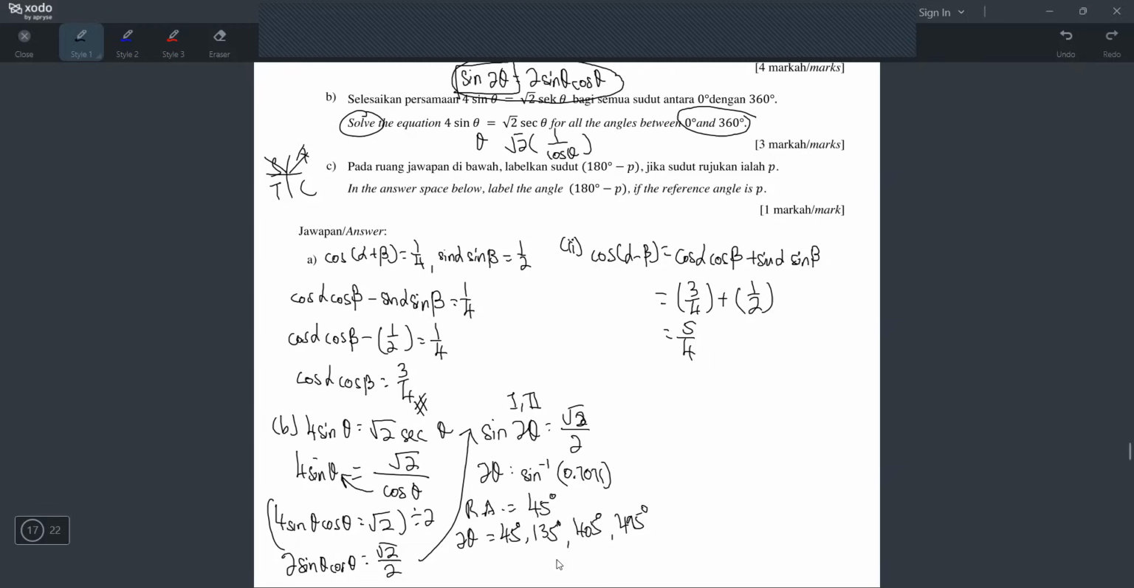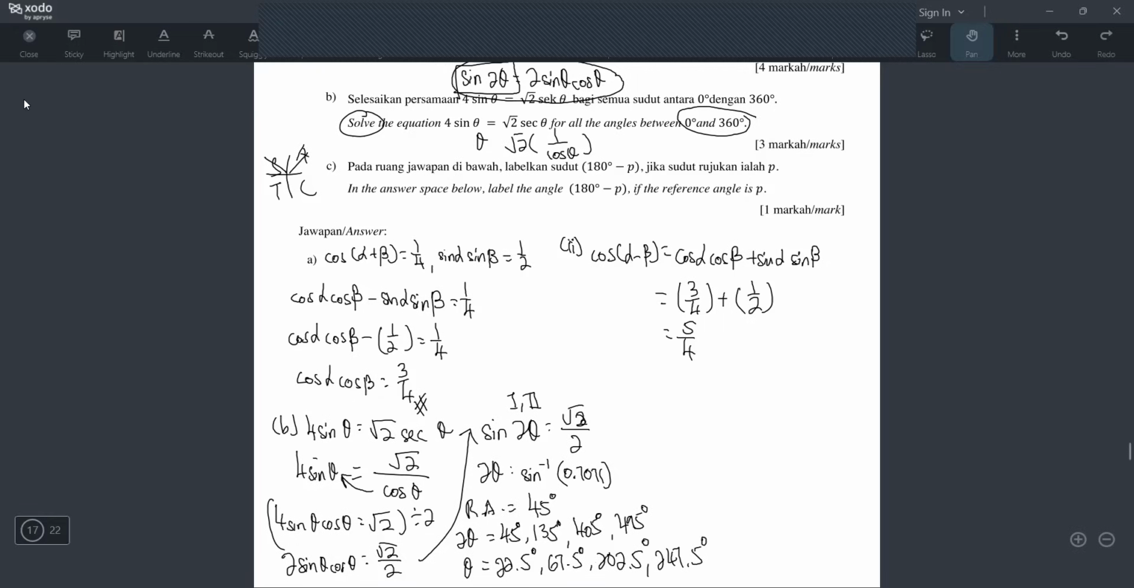And then the only thing left to do here is just take every value here, divide by 2. 45 divided by 2, 22.5 degrees. 135 divided by 2, 67.5 degrees. 405 degrees divided by 2, 202.5. And then 495 divided by 2, 247.5. You can also write in degree minute. If you write in degree minute, it is 22 degrees 30 minutes, 67 degrees 30 minutes, and so on. Can also. All right, so these are the answers. Wait, did I do it correctly?